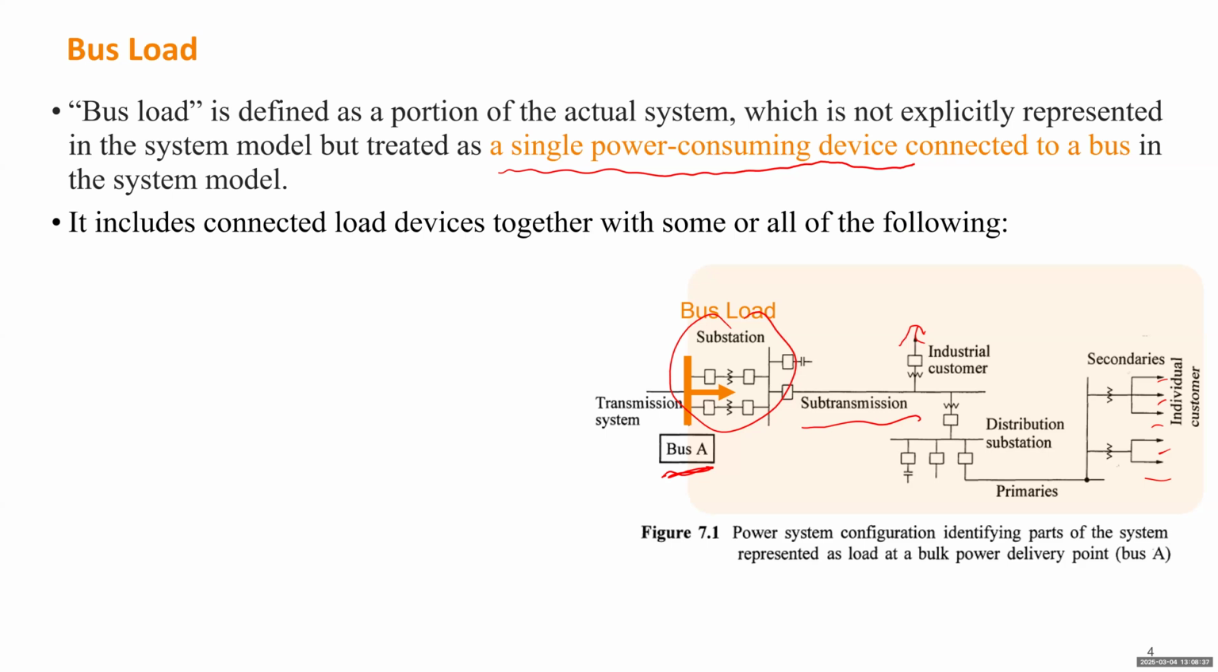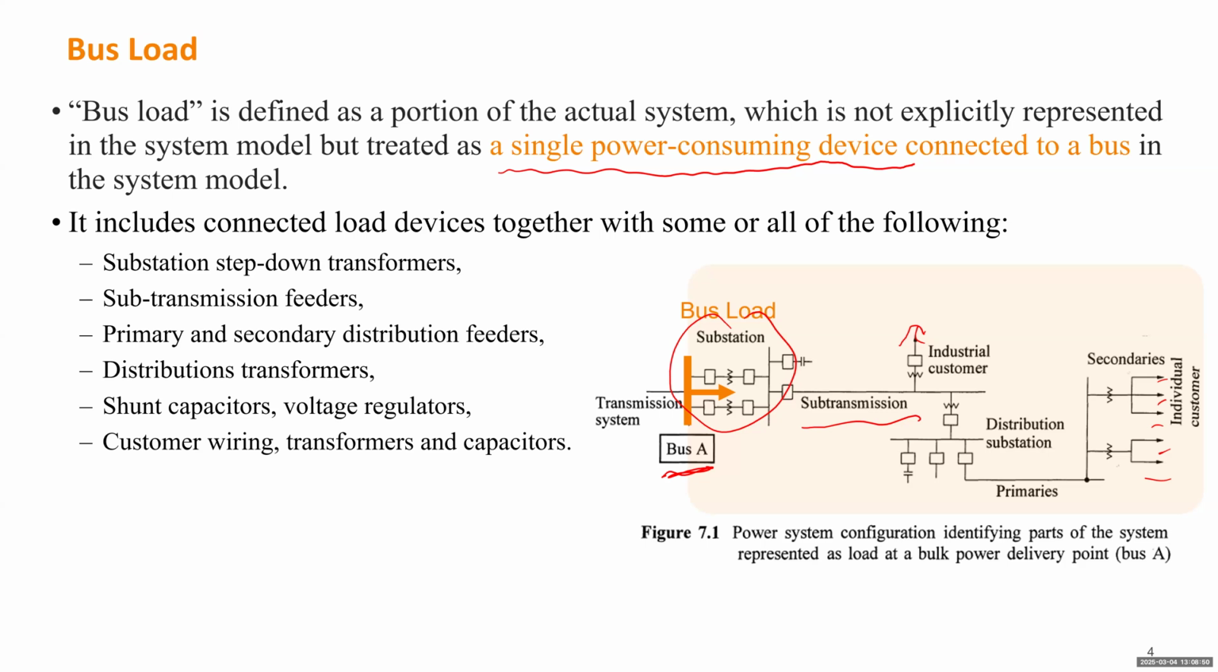So if you want to make the bus load accurate, we have to consider any potential elements which can be connected under this substation. Based on this figure, we know there could be a list of items you may want to consider, such as the substation step-down transformer, sub-transmission feeders, primary and secondary distribution feeders, distribution transformers, and also capacitors and regulators for voltage control. And sometimes you also need to consider the varying connection, which means anything under this substation can be another grid, a low voltage power grid.